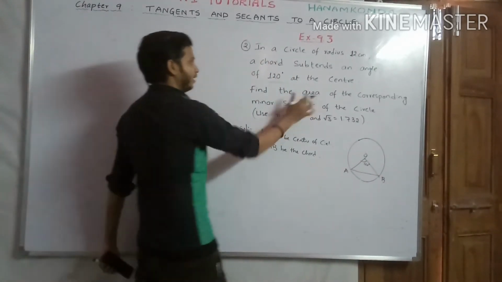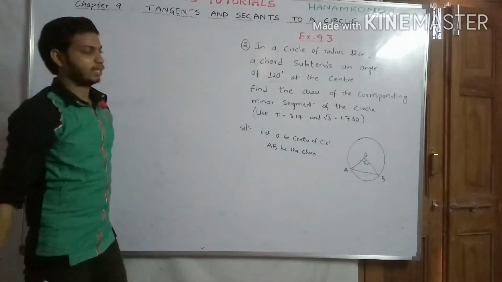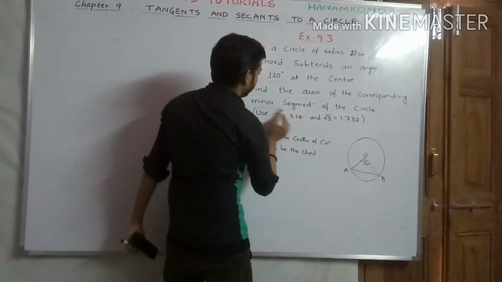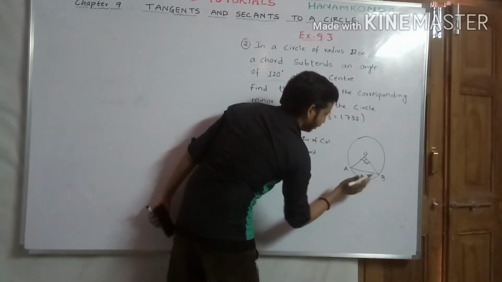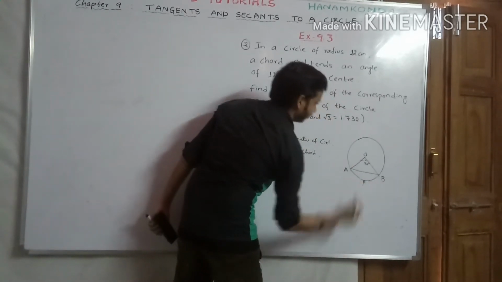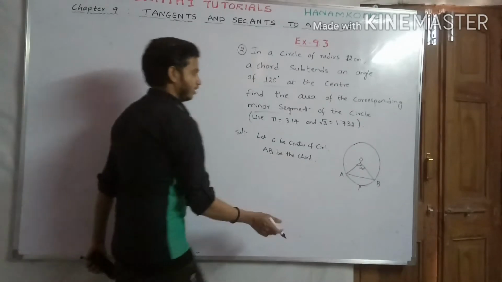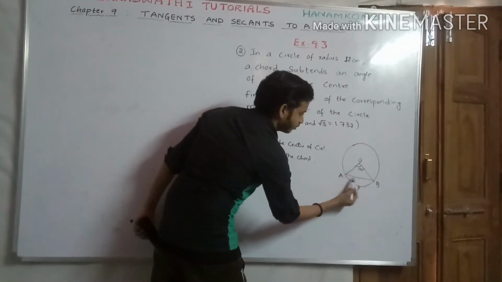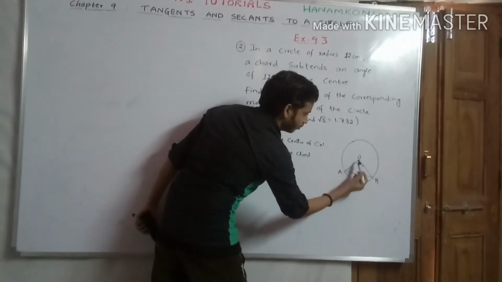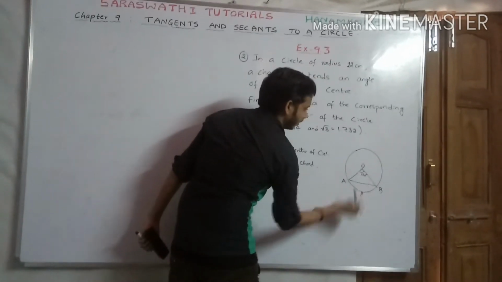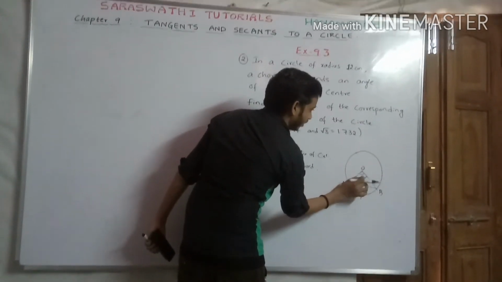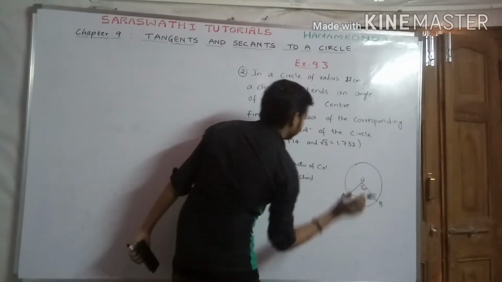Find the area of the corresponding minor segment of the circle. So we have to find the area of minor segment, that means we have to find APB. Similarly, in our previous problem we discussed that to get the area of minor segment we have to subtract the area of triangle from the area of sector. Same as what we did in the previous problem, we have to do in this problem also.